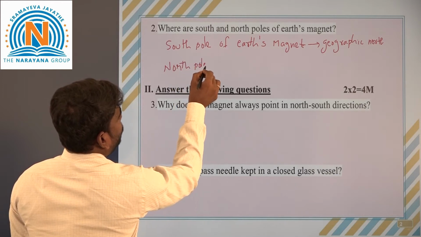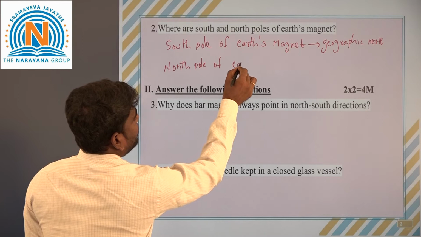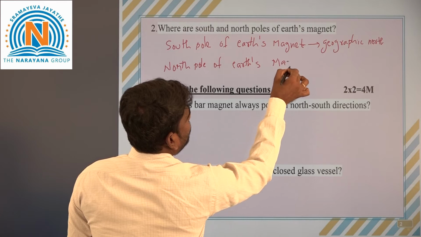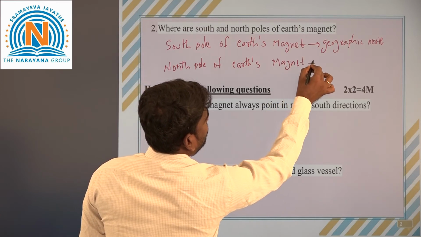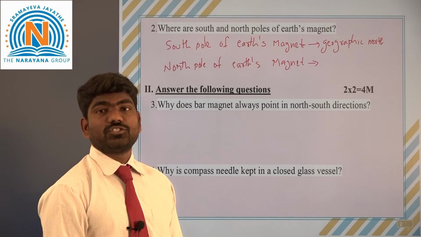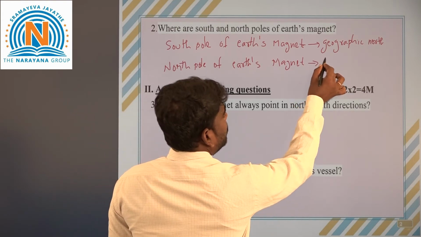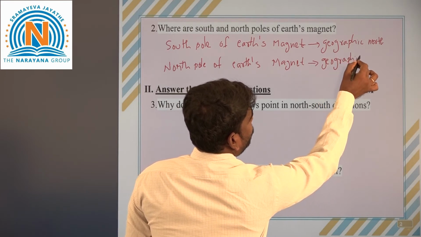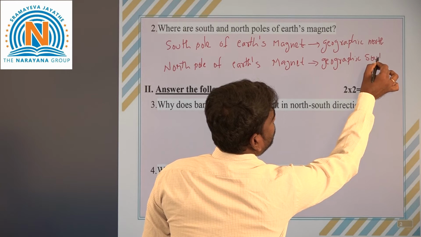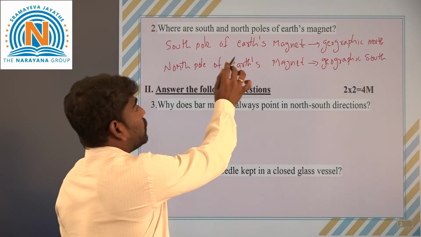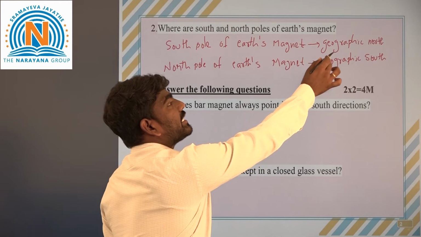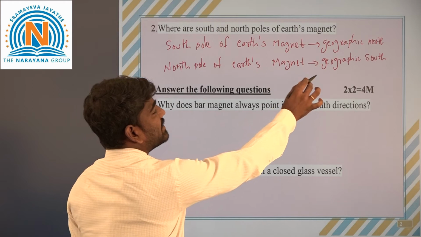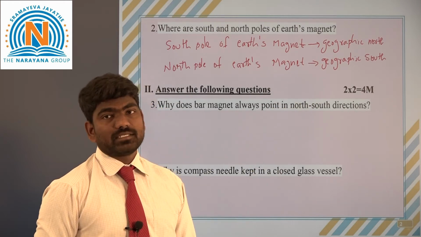North pole of Earth's magnet, where is it located? It is nearer to the geographic south. Simply you can remember, opposite side. So the south pole of Earth's magnet is located nearer to the geographic north, and the north pole of Earth's magnet is nearer to the geographic south pole.